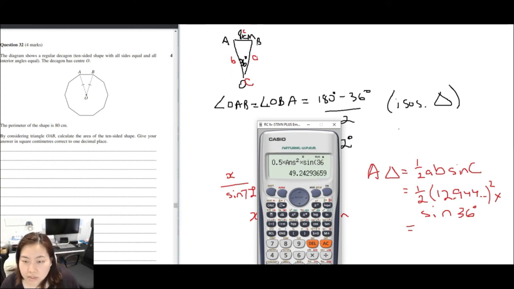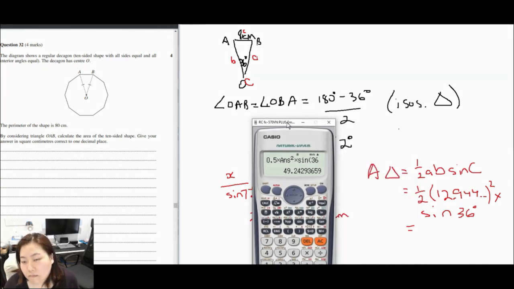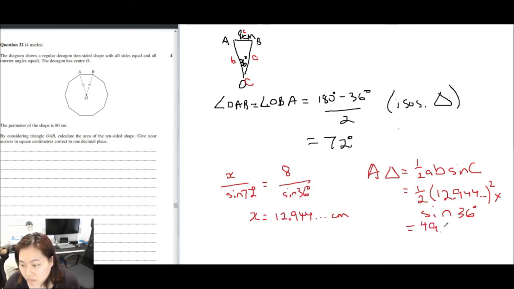Does that sound right? 49 square centimeters? The sides are 13 centimeters long. Let me write it down. 49.2429. 8 times 10 is 80. Okay, yeah, that's about right.